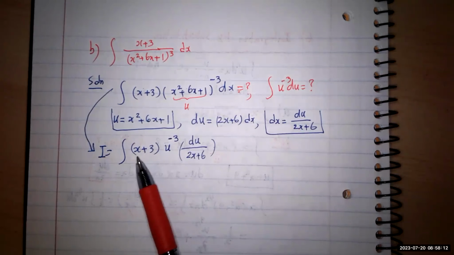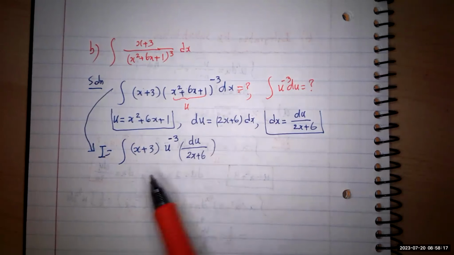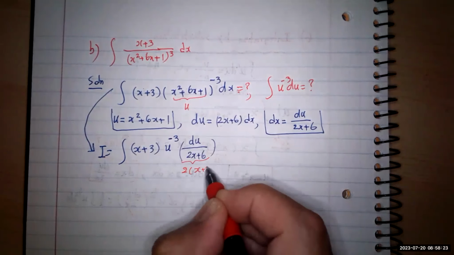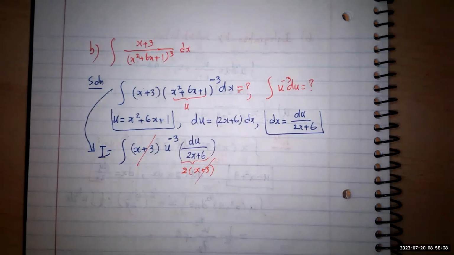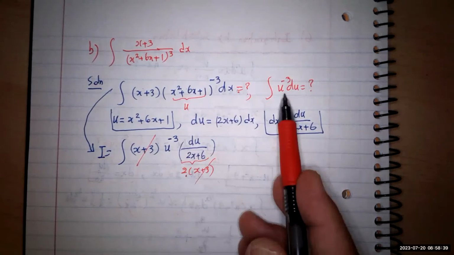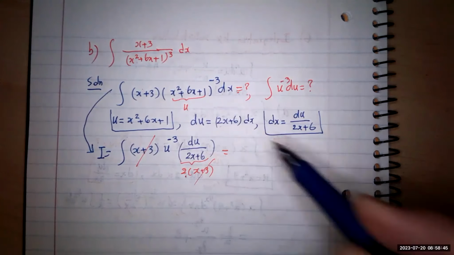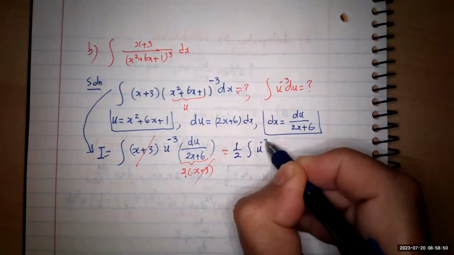Sometimes you need a little bit of algebra. This x plus 3, and the 2x plus 6, so you can factor out the 2. If you factor out the 2 here, that gives you 2 times x plus 3. Now the x plus 3 and x plus 3 will cancel. It must cancel out, otherwise you have to check to see where you made a mistake. So what's going to be the leftover? Leftover is 1/2. You take it out, you get your target. So this is going to be equal to 1/2 the integral of u to the negative 3 du.